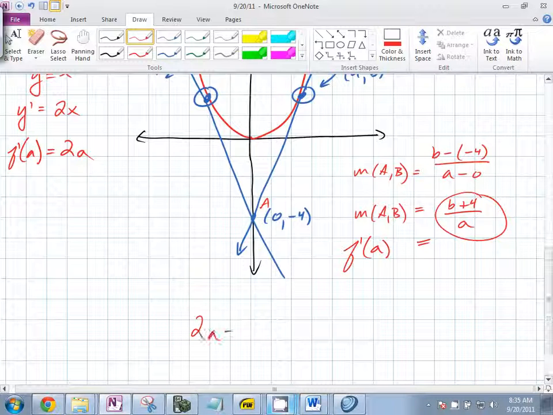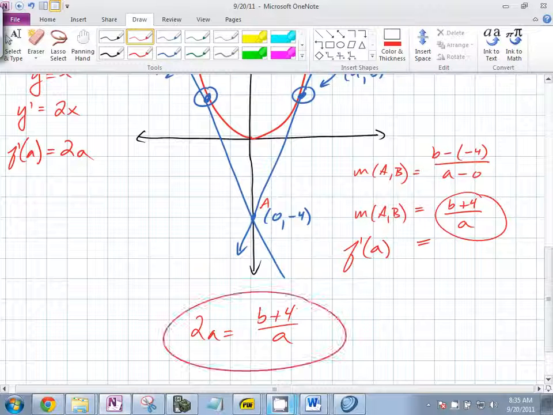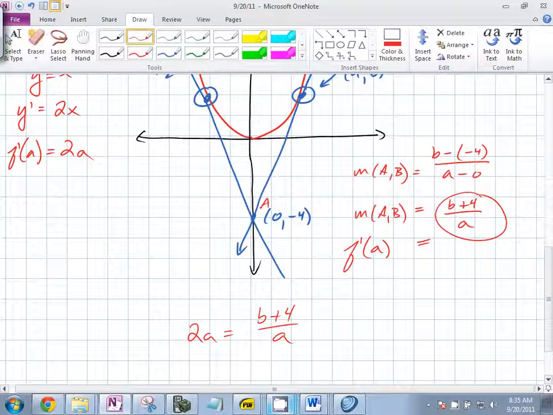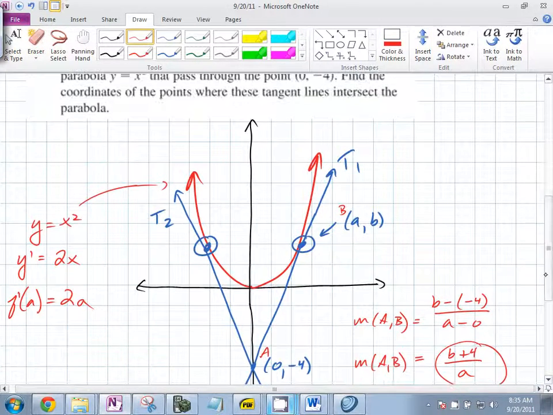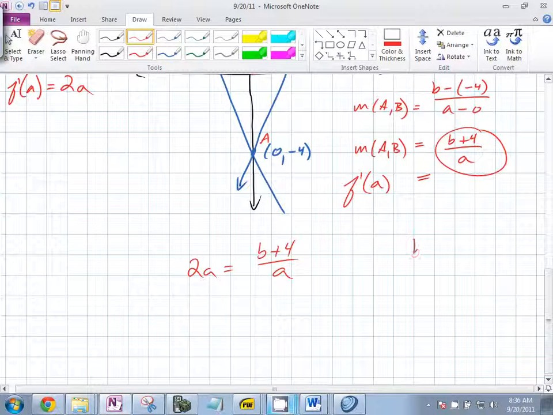2a is equal to what? b plus 4 over a. So this is one equation and how many variables? Two variables. So we need another equation. Do we have a relationship between a and b? Yeah. (a, b) is on the parabola y equals x squared. So if (a, b) is on the parabola y equals x squared, what does b equal?